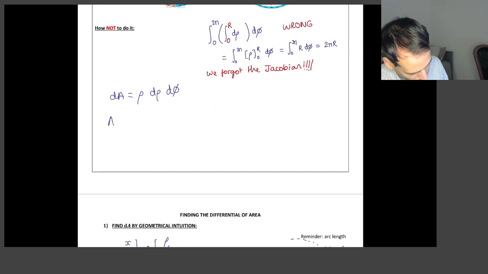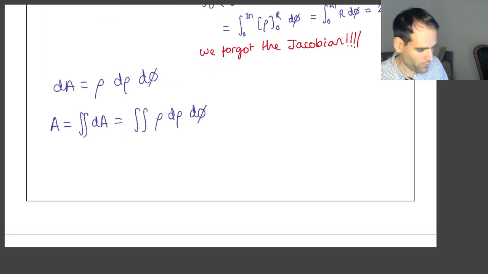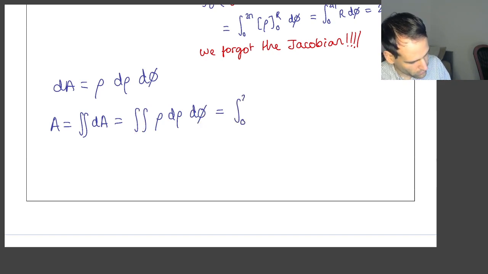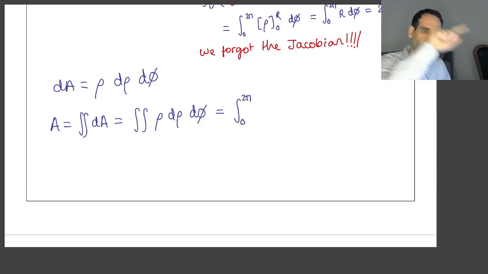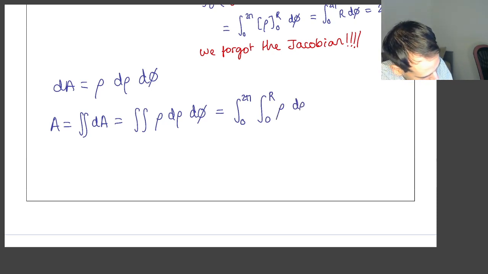So the area is the double integral of dA, which is the double integral of rho d rho d phi. And now we need to find the limits. So first, the limit of rho goes in the first integral, and then the limit of phi goes in the outer integral. So this will be the integral from 0 to 2 pi. That's the limits in phi. And the limits in rho are from 0 to r. And now we are integrating rho d rho d phi.